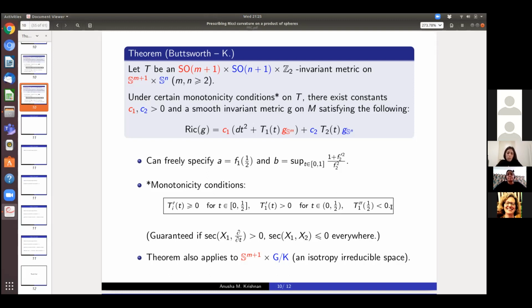Okay, thanks. Very nice talk. Is there any other question or comment? Can I ask a quick question? Anusha, these two parameters that you can freely specify, A and B, A I guess it's easier to see what it is. Is that the maximum also of F1? Yes, it turns out that the Fi's also have this monotonicity property. The monotonicity is like T1 is concave, so F1 also turns out to be so.